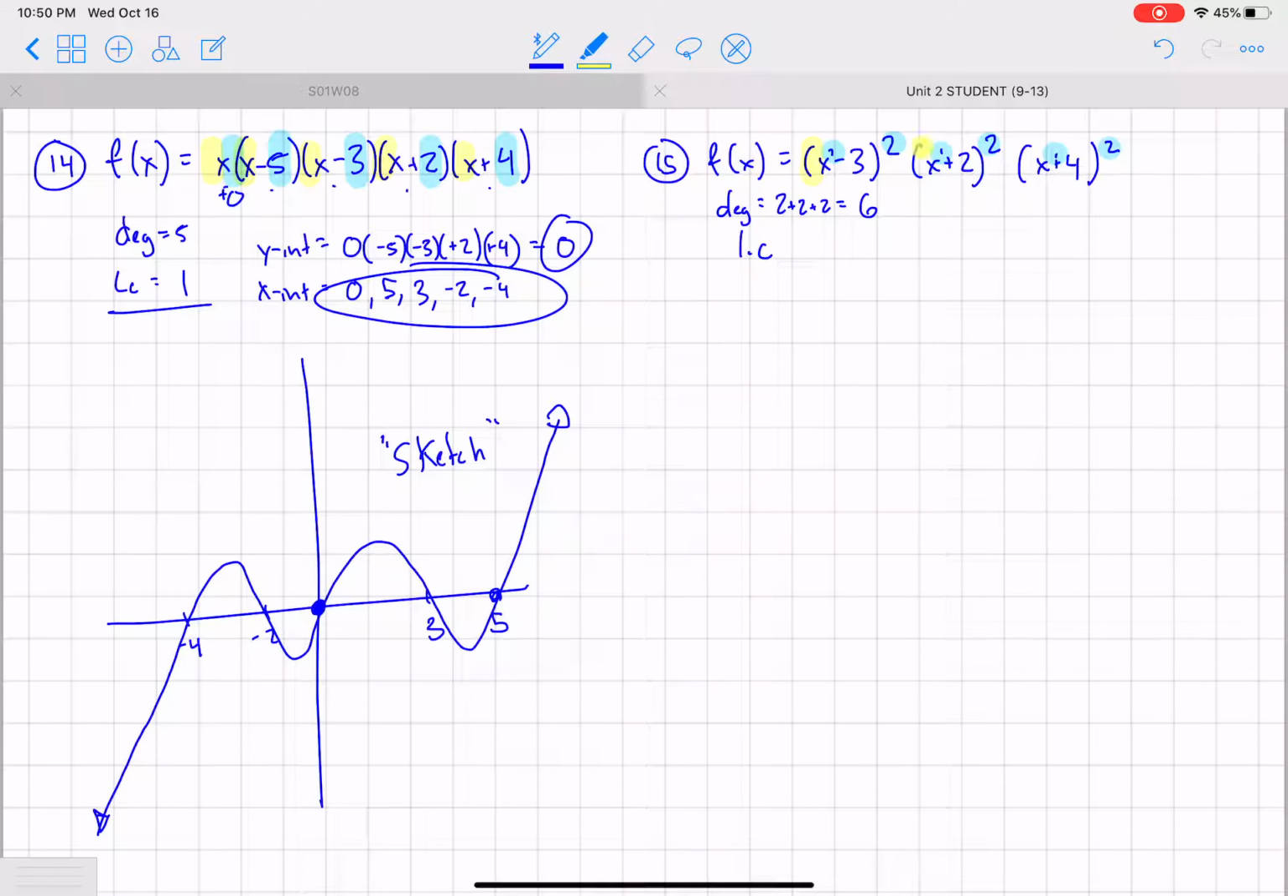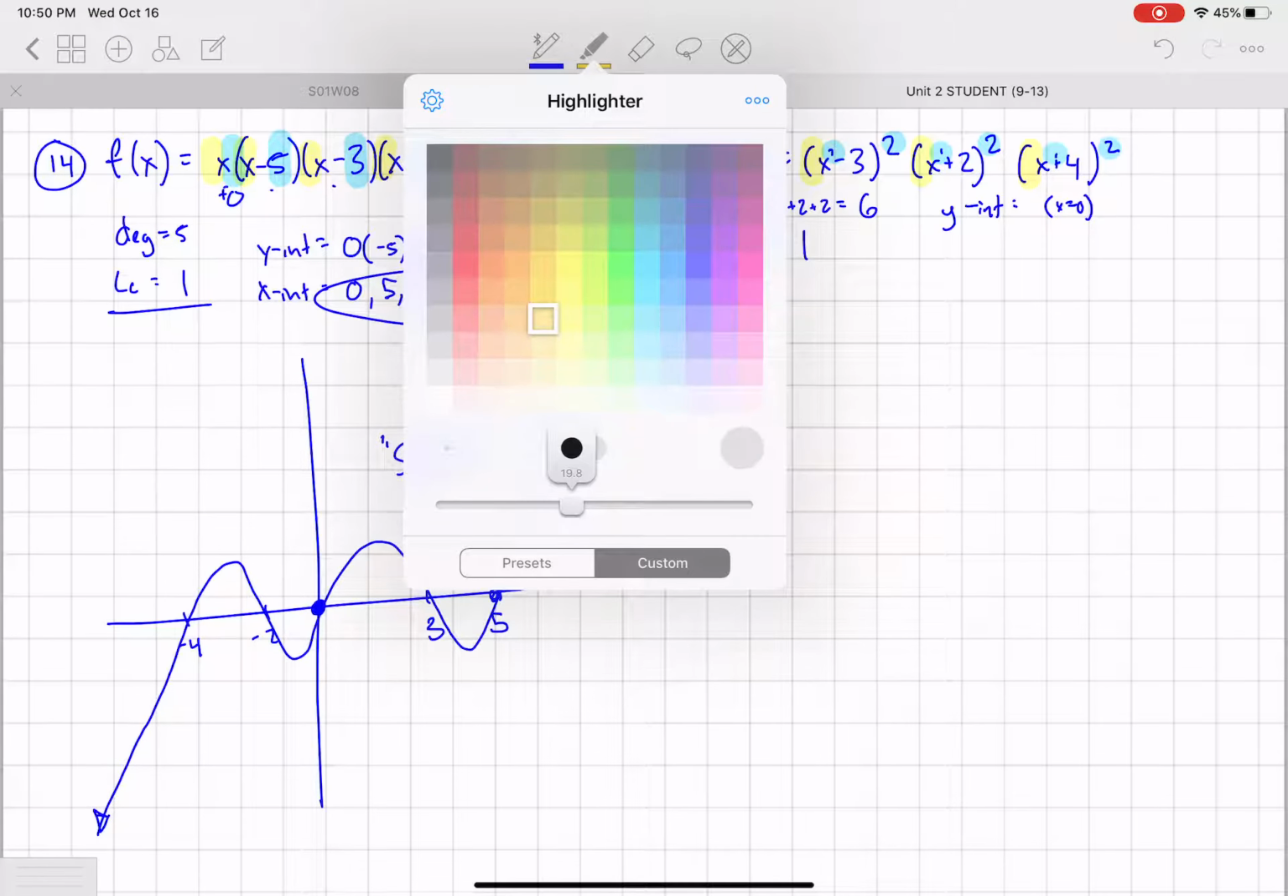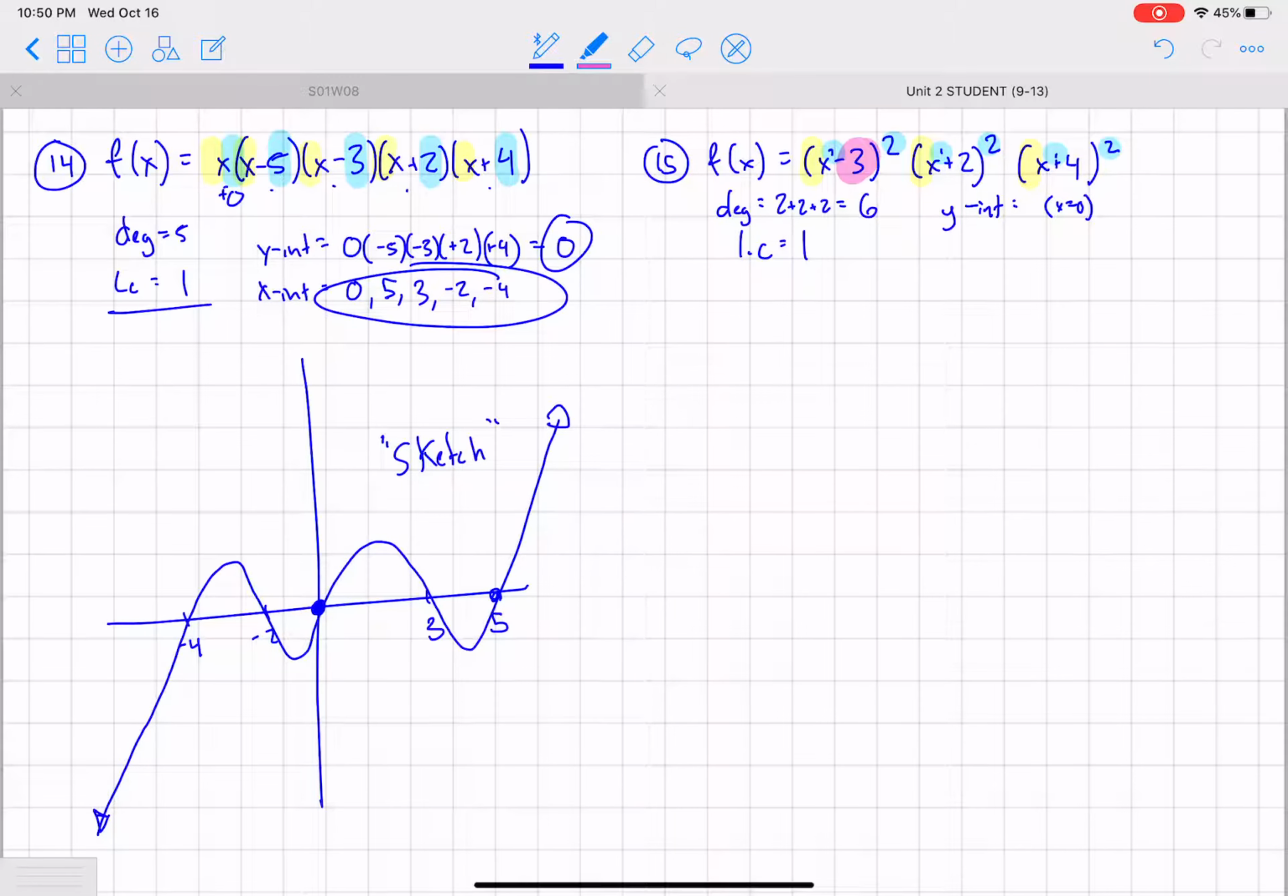Our leading coefficient, again, we would take all the coefficients and multiply them together. So that's 1. Our y-intercept, we can either say that's at x equals 0, so plug in 0 to all of these and just calculate it. The shortcut is going to be kind of tricky now because we have these exponents outside of the parentheses. We have to do -3 to the power of 2, +2 to the power of 2, +4 to the power of 2. So we're going to get 9 times 4 times 16.